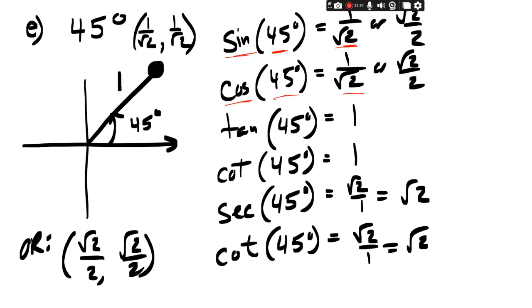Say that again, Kara. Say again. 1 over root 2. Oh, absolutely. Yeah, that's a huge part of trigonometry. So you guys that have a 45, 45, 90 triangle.